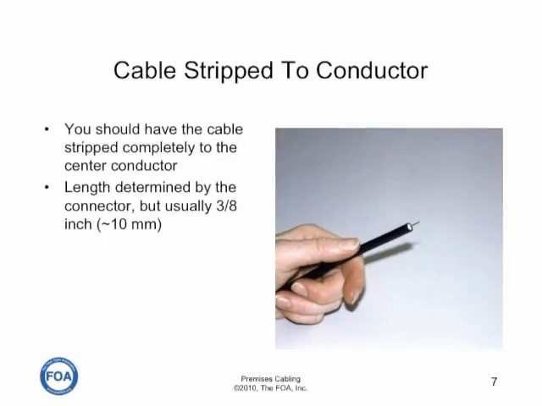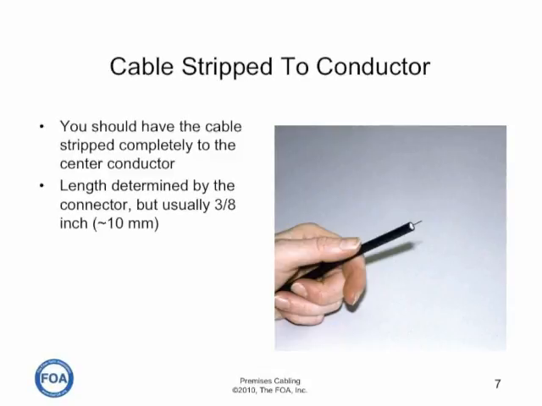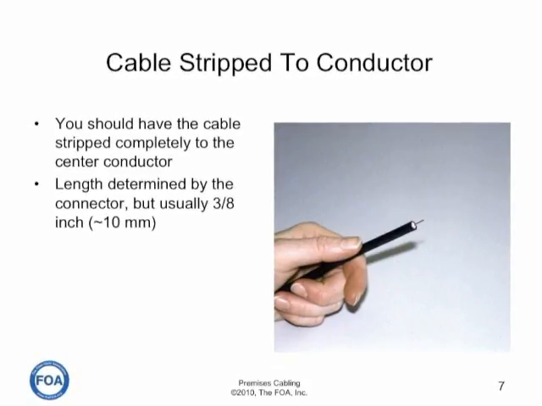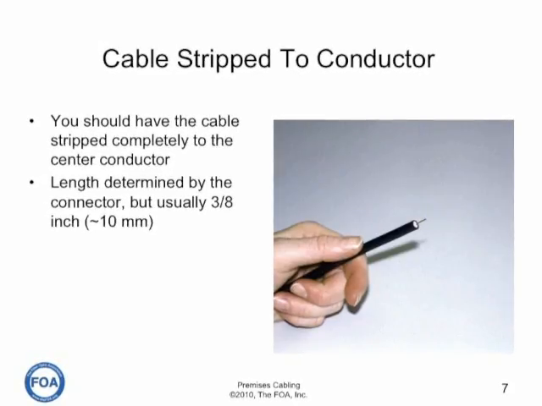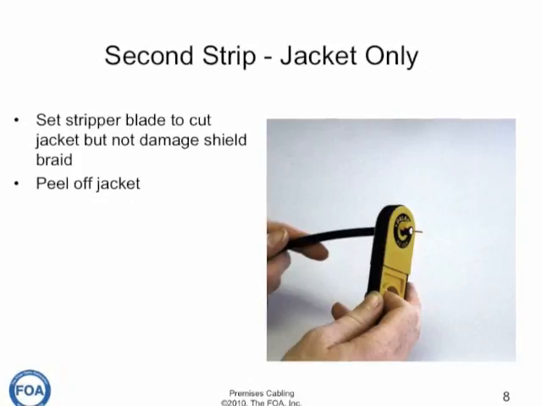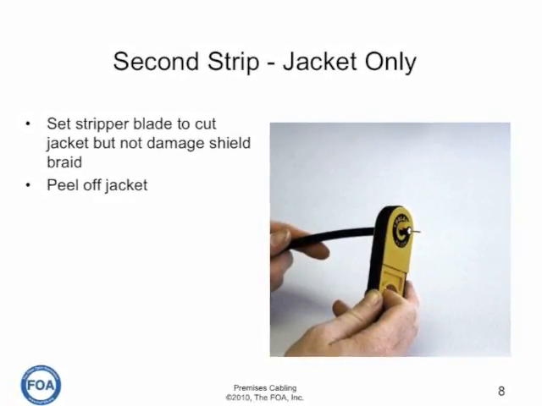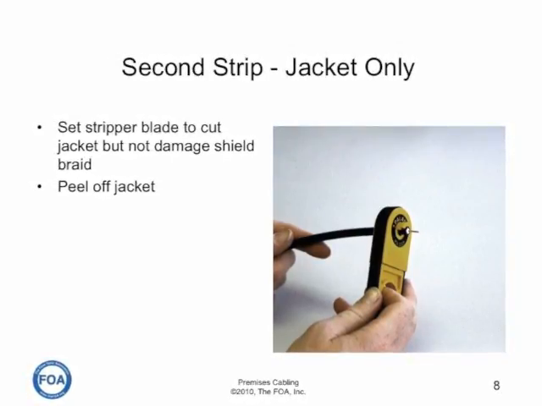The cable should now look like this, so you can see the center conductor and the rest of the cable following. The length of the center conductor is determined by the connector, but it's usually about 10 millimeters, or 3/8 of an inch. The second strip is merely to remove the jacket of the cable, but making sure not to damage the shield braid. Then you peel off the jacket.